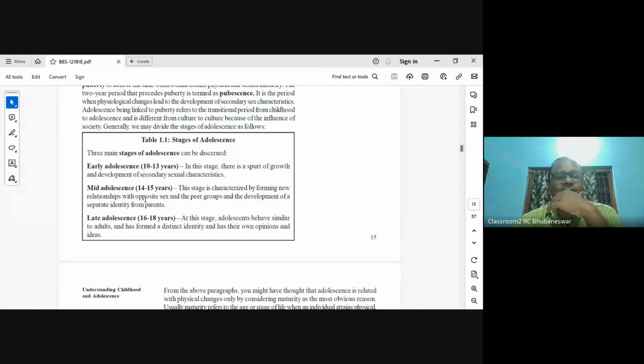Early adolescence starts at the age of 10 to 11 till 13, 14. Similarly, mid-adolescence is 14 to 15 or 16 years. Late adolescence is 16 to 18 or 19 years.